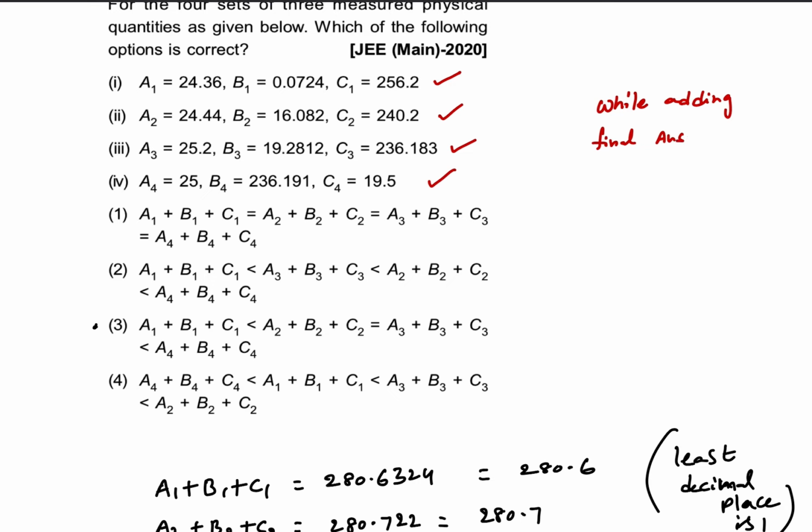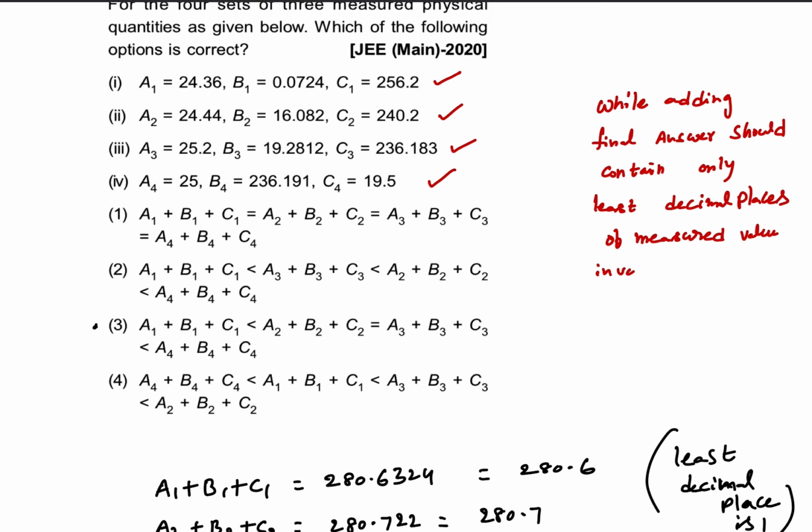Earlier I told that while adding, what you have to consider? While adding, the final answer should contain only the least decimal places involved in the measured values, or measured values involved in the operation.